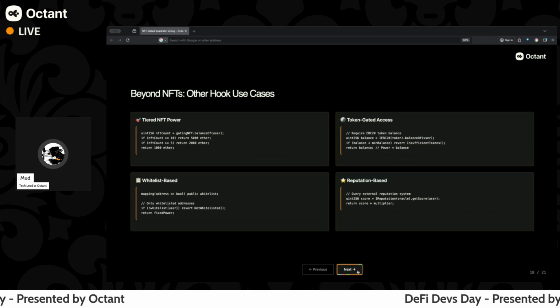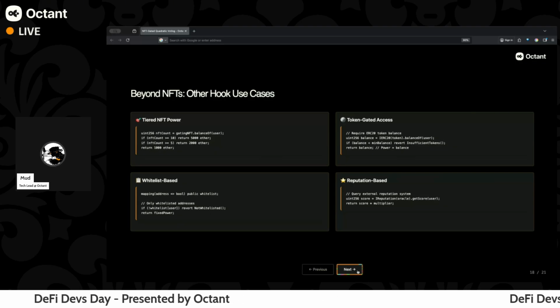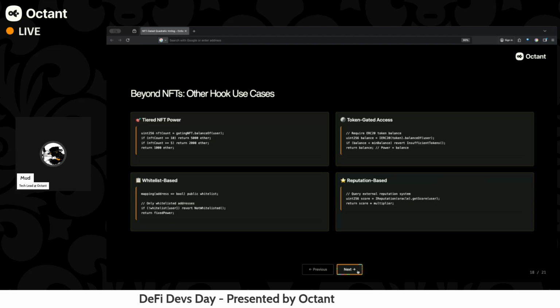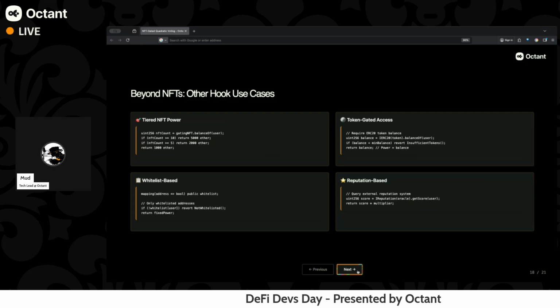I will leave you with some extra use cases that I've thought up that I think would be cool to see. So tiered NFT power, token-gated access from an ERC20 or ERC20Votes, simple whitelist, or some reputation integrations, of which there are a few. So there's a lot of really cool low-hanging fruit to develop that we'd love to see in the contract.